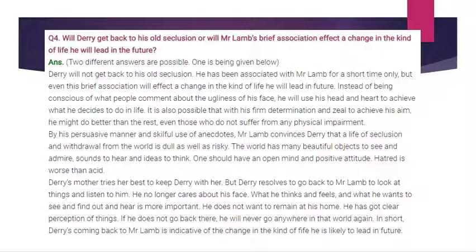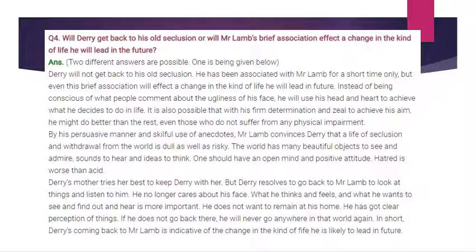Derry's mother tries her best to keep Derry with her, but Derry resolves to go back to Mr. Lamb to look at things and listen to him. He no longer cares about his face, what he thinks and feels, and what he wants to see and find out is more important. He does not want to remain at his home. He has got clear perception of things. If he does not go back there, he will never go anywhere in that world again. In short, Derry's coming back to Mr. Lamb is indicative of the change in the kind of life he is likely to lead in future.